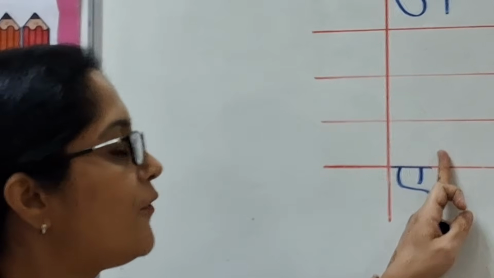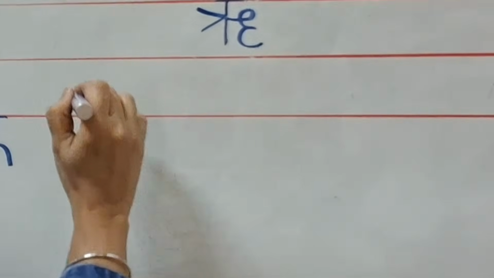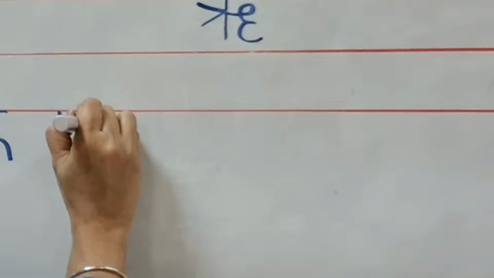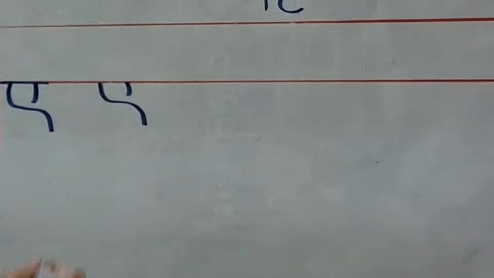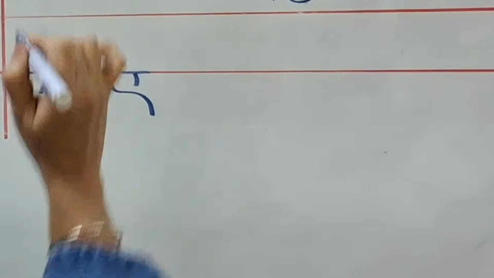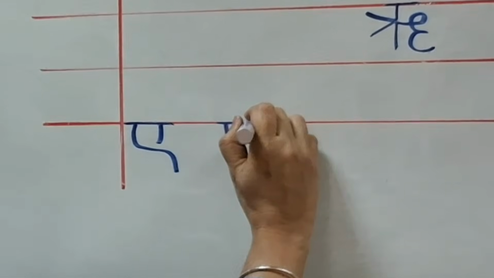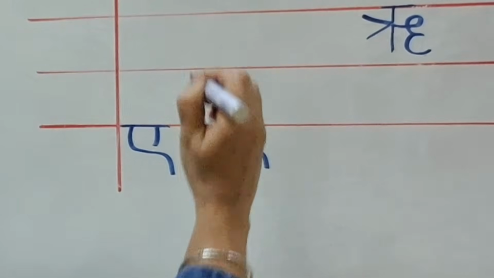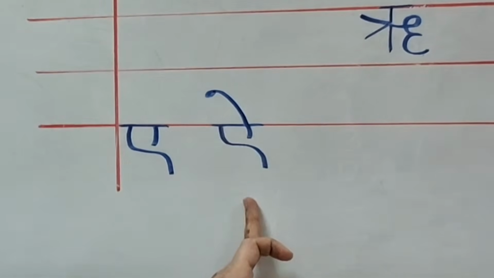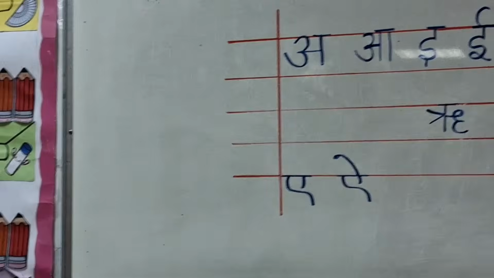Now leave one finger's gap and write A से ऐनक. How do I write A से ऐनक? Again I will write A and then I have to put one tail going up. Now what do I do? I have to start from this standing line and put a tail on top. So this becomes A से ऐनक.